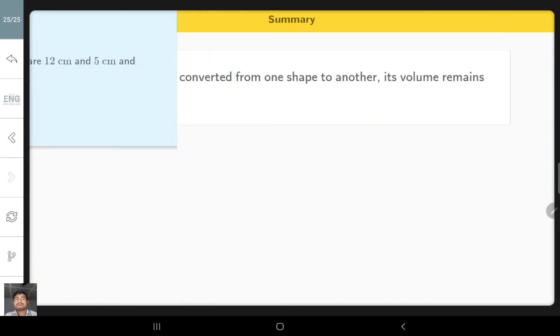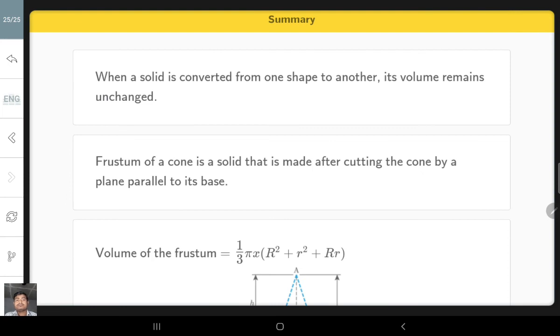Let's summarize what we have learnt in this topic.